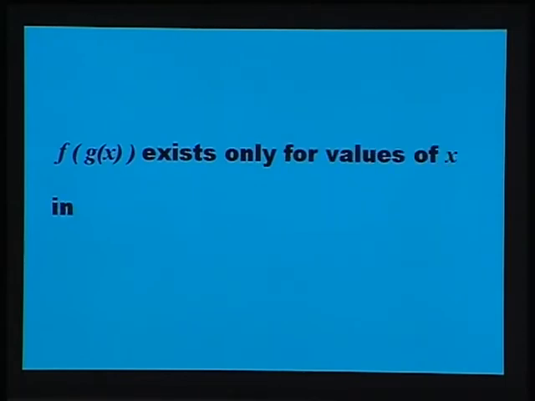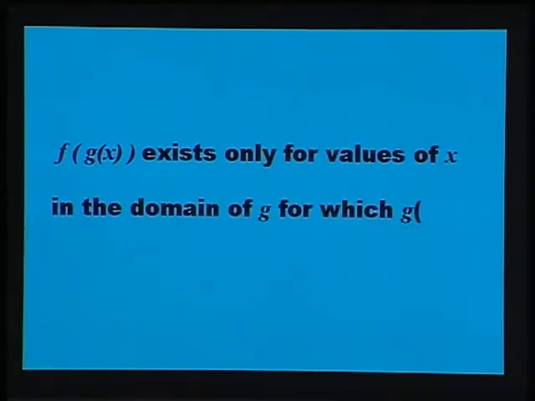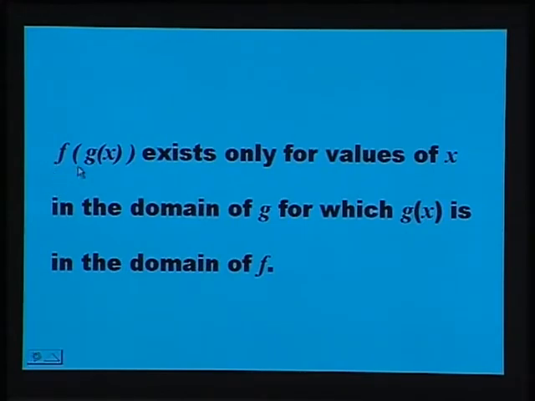f(g(x)) exists only for values of x in the domain of g, for which g(x) is in the domain of f. That is, if we want to combine f and g to obtain the composite function f(g(x)), we must make sure that the values of g(x) are included in the domain of f. That is, g(x) is part of the domain of f.